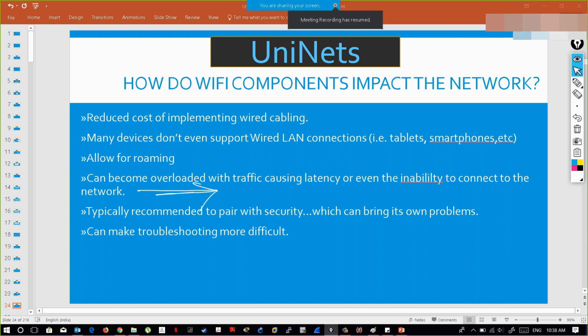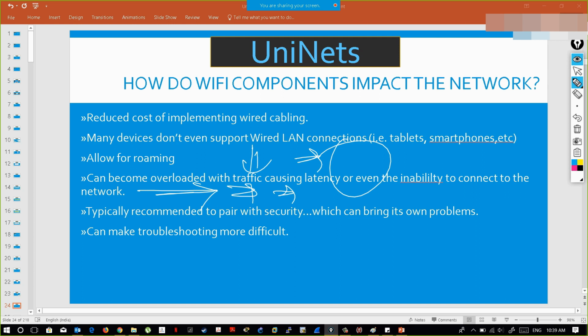Okay. But if you're using these wireless devices, these cause latency and even the inability to connect to the network. If the device is overloaded, meaning traffic is more on the access point, you may not be able to connect to the device. The new devices which want to connect cannot connect.